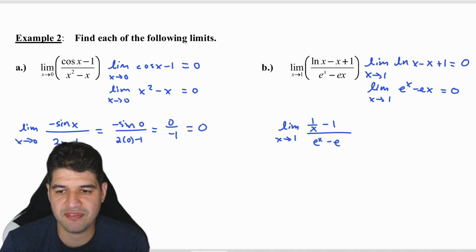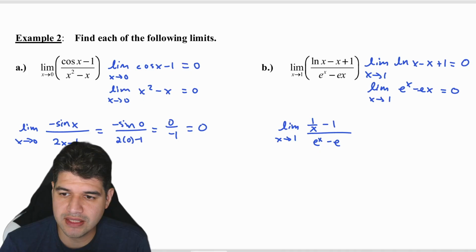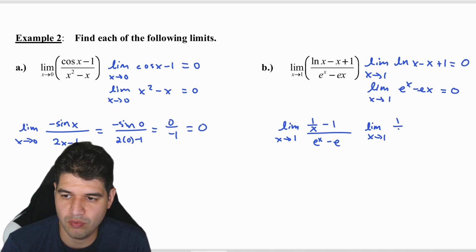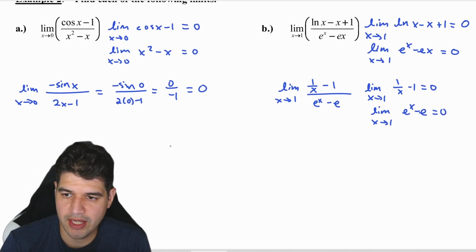All right, let's see what happens when I plug in 1. In my numerator, I can see that I'm getting 0. In my denominator, I'm also getting 0. So let's see what happens here. I'm going to write out that I am checking these limits. The limit as x approaches 1 of 1 over x minus 1 equals 0. And the limit as x approaches 1 of e to the x minus e is also 0. Okay, so I'm going to scroll down, and I am going to apply L'Hopital's rule again.